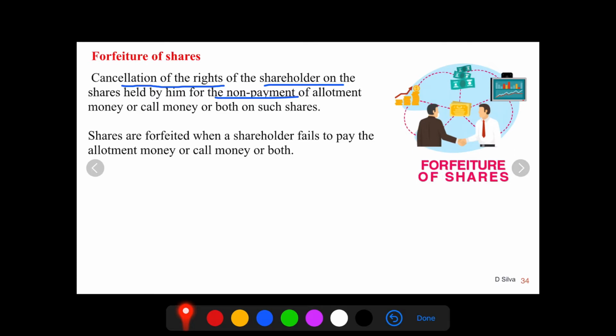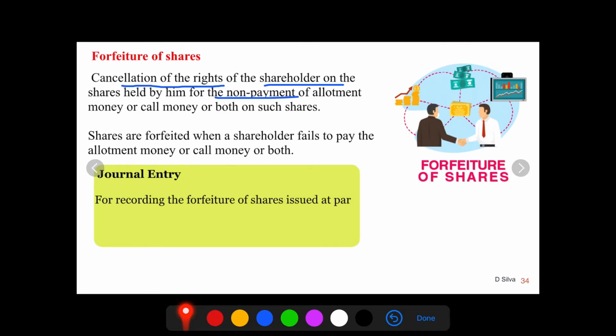In this particular case, we need to write the journal entry for recording the forfeiture of shares issued at par. We assume it is being issued at par. Share capital account debit, to share forfeiture account, to share calls account. So it can be the allotment account, it can also be the calls account. From your exam point of view, the forfeiture of the shares will happen only on calls. You will understand this better when we work out the problems as well.